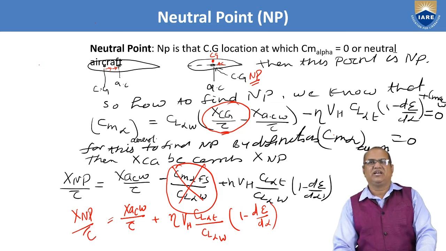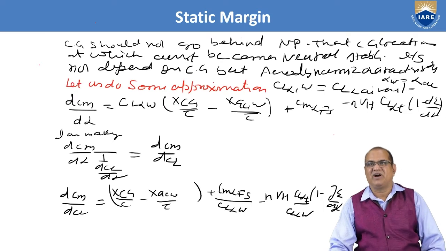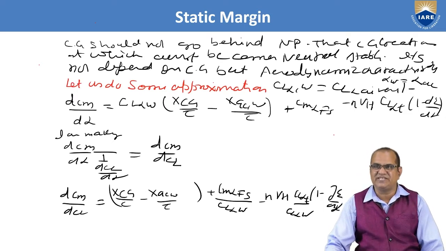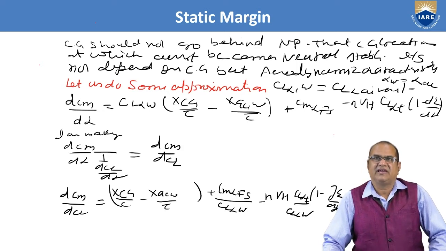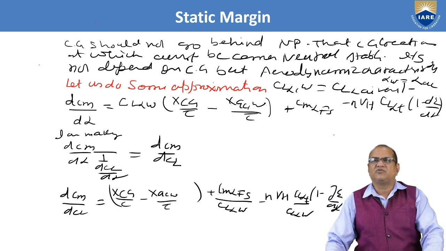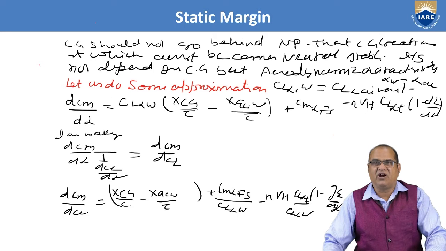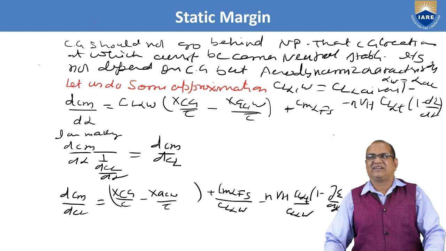This is the equation for the neutral point. Now we have to find out the static margin. Static margin is the difference between CG and the NP. Okay, so static margin, CG should not go behind the neutral point. That CG location at which the aircraft becomes neutrally stable does not depend on the CG, but it depends upon the aerodynamic characteristics.